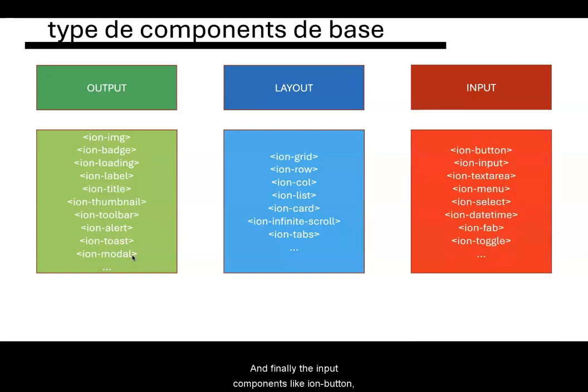And finally, the input components like ion-button, ion-input, ion-textarea, so that the user can interact with all these components, type something, click something, press a button.